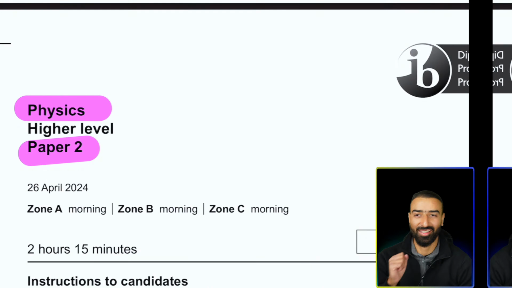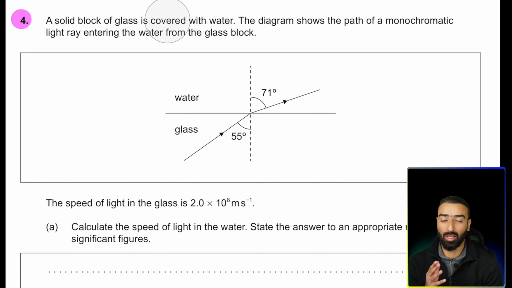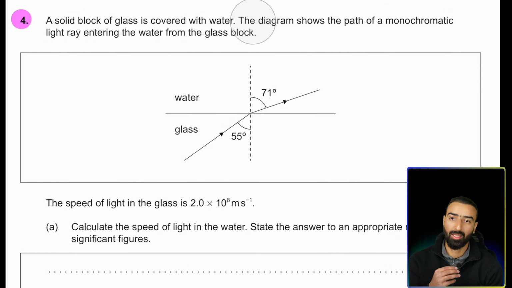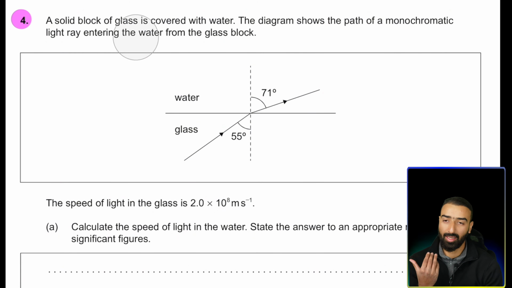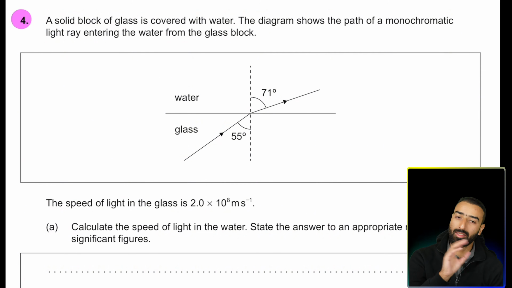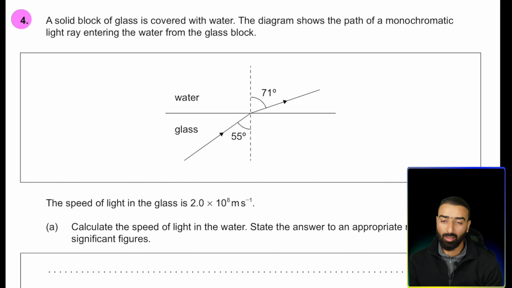Let's get started. A solid block of glass is covered with water. The diagram shows the path of a monochromatic light ray entering the water from the glass block. So we have an incident ray going from glass and refracts as it goes into water. The angle of incidence is given to us, it's 55 degrees, and the refracted angle is 71 degrees.